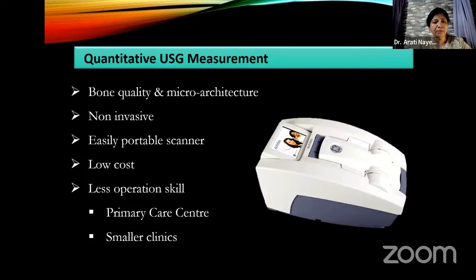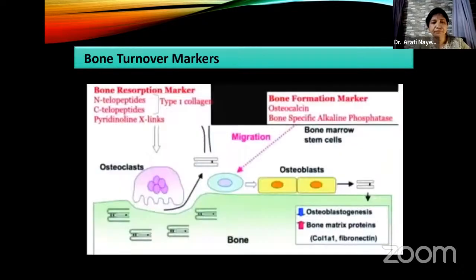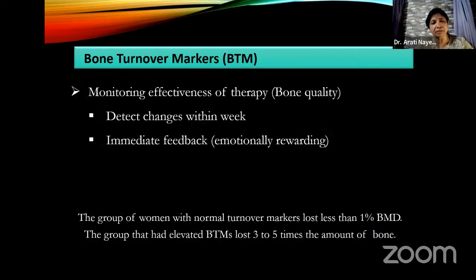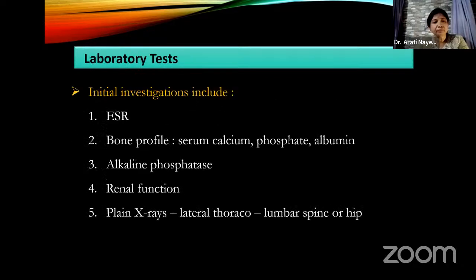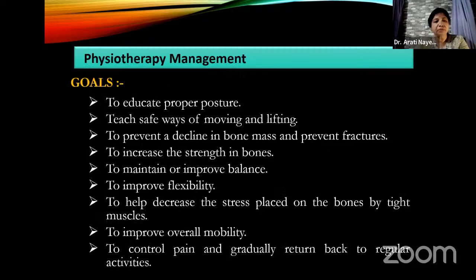Quantitative ultrasound measurement is a non-invasive test, low cost, and less operator skill is essential. Bone turnover markers are also used. There are some osteoblastic markers and some osteoclastic markers. Bone turnover markers are used for monitoring the effectiveness of therapy. For lab tests, we can advise ESR, bone profile, that is serum calcium, phosphate, and albumin, alkaline phosphatase, and renal function.